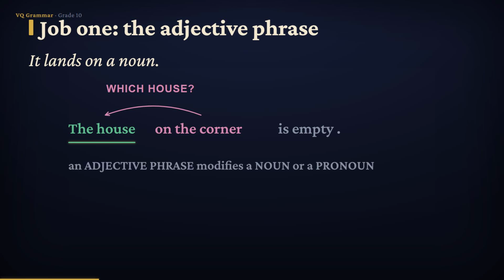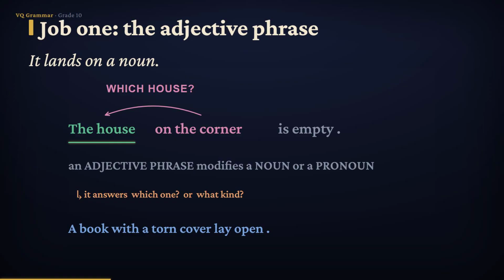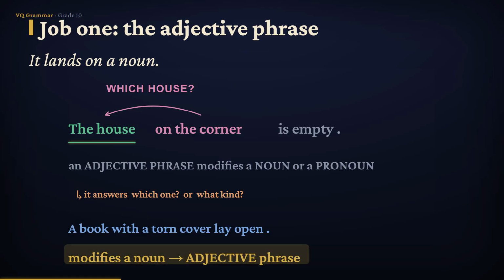An adjective phrase is a prepositional phrase that modifies a noun or a pronoun, and it answers exactly the questions an adjective answers. Which one, or what kind? Try another. A book with a torn cover lay open. With a torn cover tells you what kind of book it was. So once again, the phrase lands on a noun. Here's the rule. When the phrase modifies a noun or a pronoun, it is an adjective phrase.